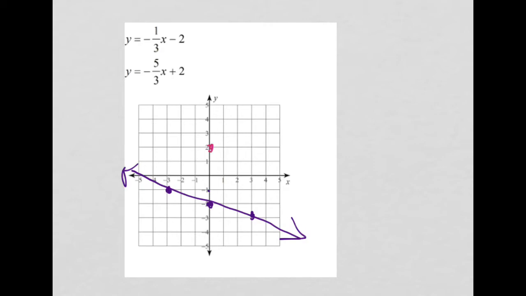I'm starting at 2. My slope is a negative 5/3, which means I can't go up 5, so I gotta count down 5. 1, 2, 3, 4, 5. And then I have to go, since I went negative 5, I have to go positive 3. And there's my answer.